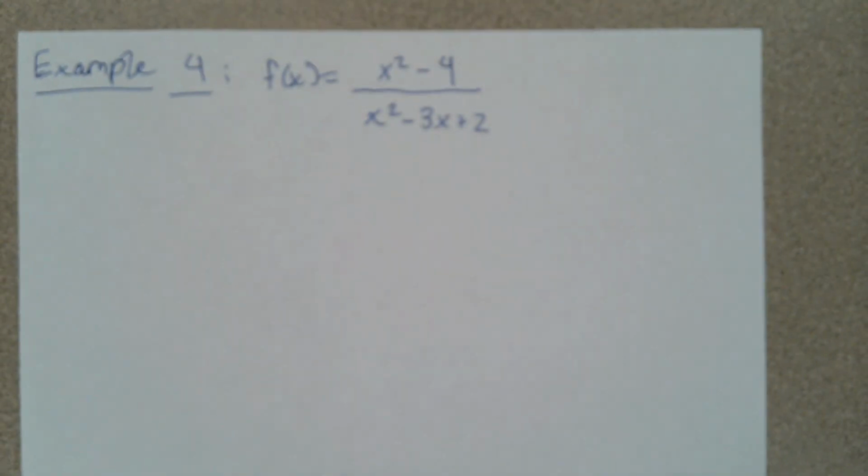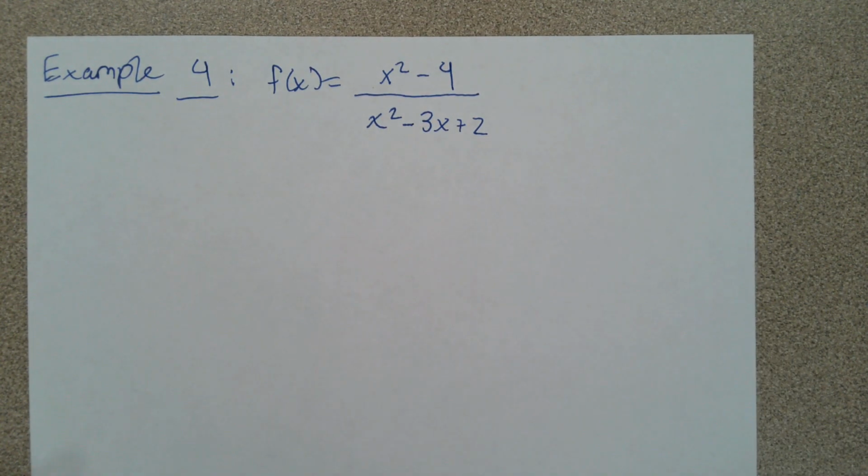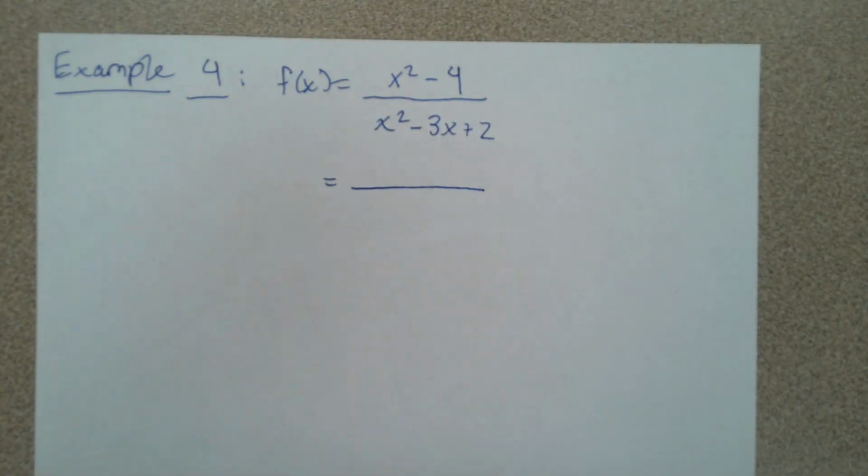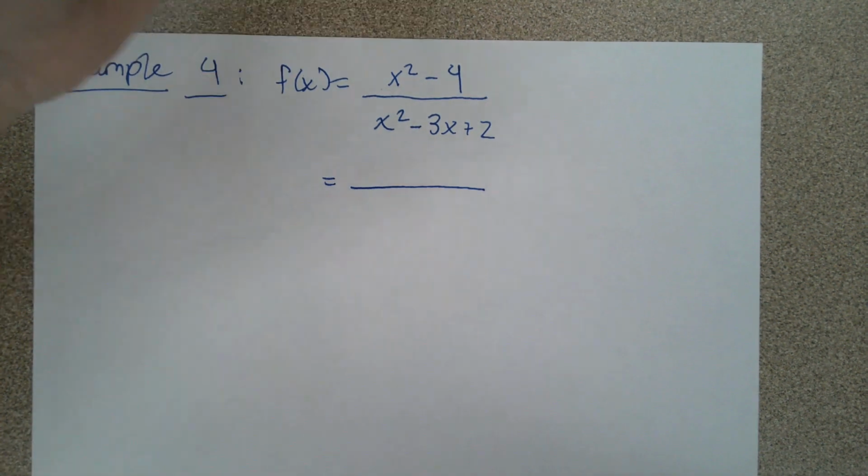Example 4. f of x equals, I'm going to do the bottom first, x squared minus 3x plus 2, and x squared minus 4 on top. So, the top and bottom do factor. We'll do the bottom first. x squared minus 3x plus 2.